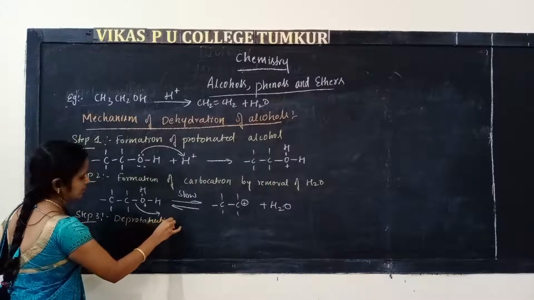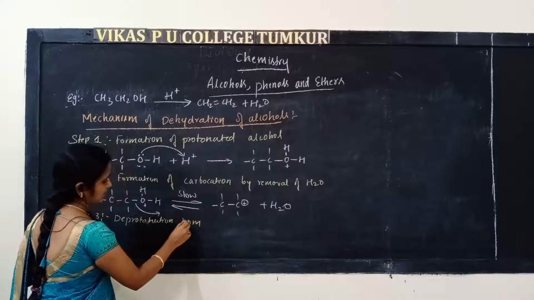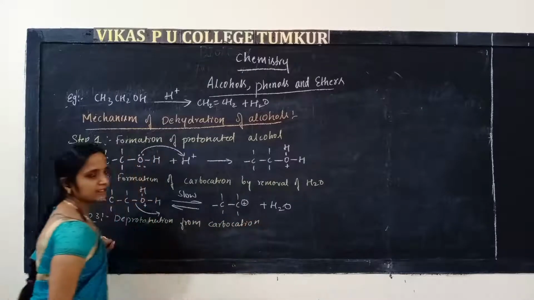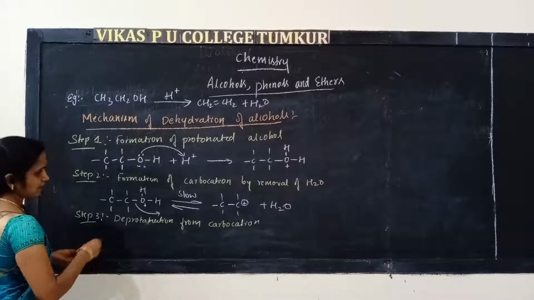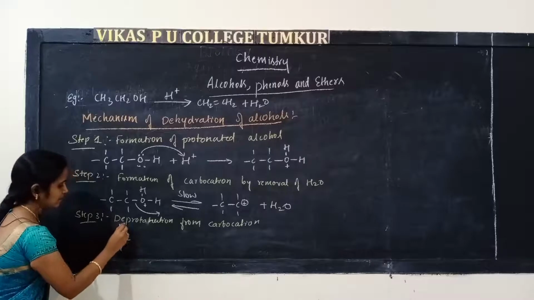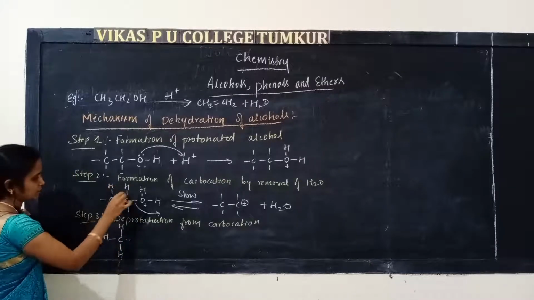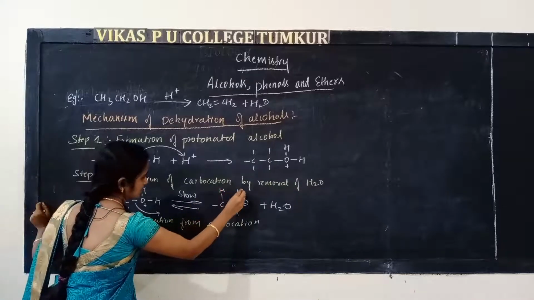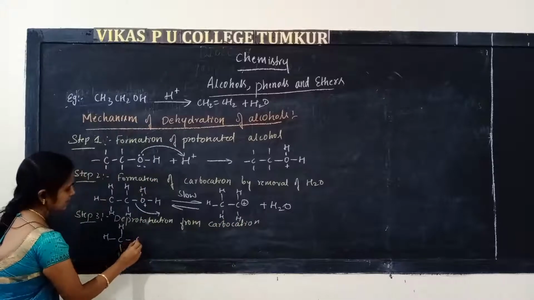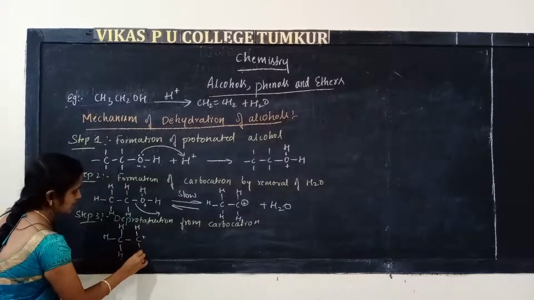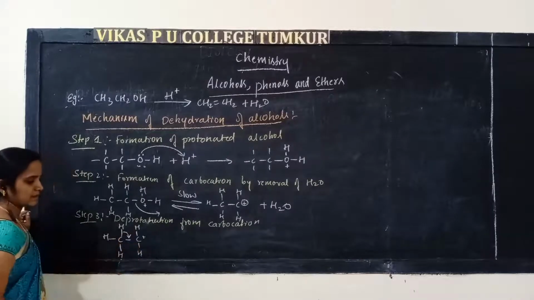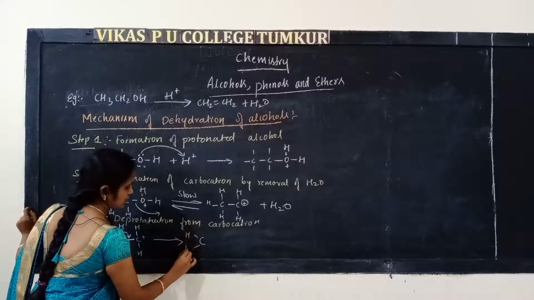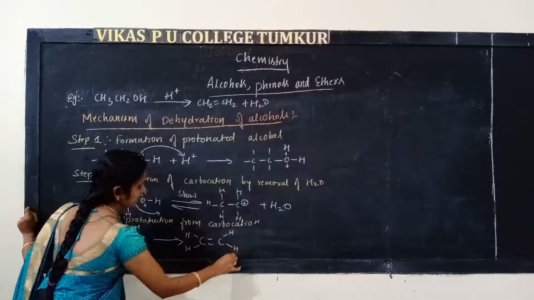In step 3, deprotonation of the carbocation. In this you can observe the carbocation, and you can write the hydrogens also. Deprotonation of the carbocation forms an alkene, which in this case is ethene.